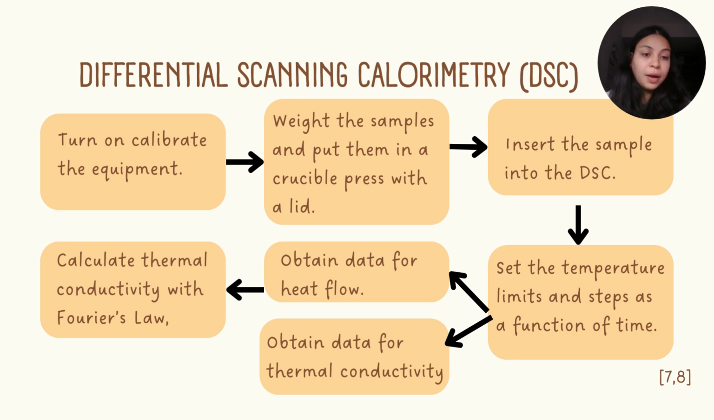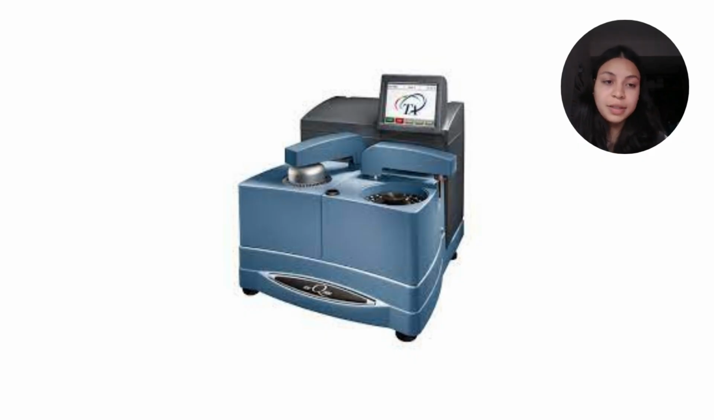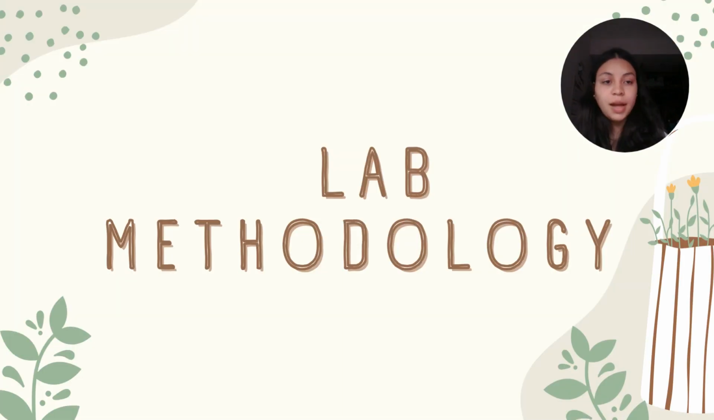And then we have two options, which are to obtain the data for heat flow and then calculate the thermal conductivity with Fourier's law, or to obtain the data of the conductivity by the DSC. This is how the DSC looks. Now the methodology used in the lab will be shown.